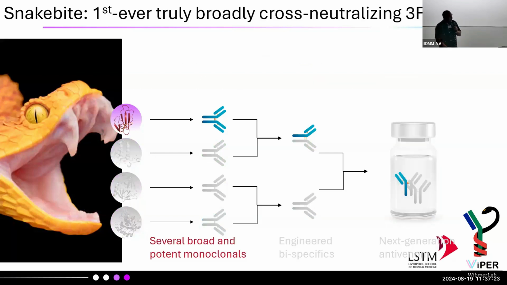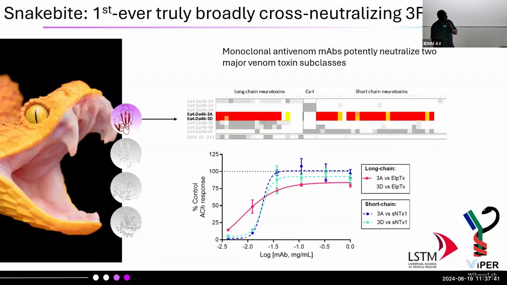And so this is some of our early data where we've just been focusing on a single toxin class. These are 3-finger neurotoxins, which are the deadliest of the toxins. Essentially, these are the ones that kill you within 20 minutes or a couple of hours. And so we've been isolating some super broad and potent antibodies to this particular toxin class.